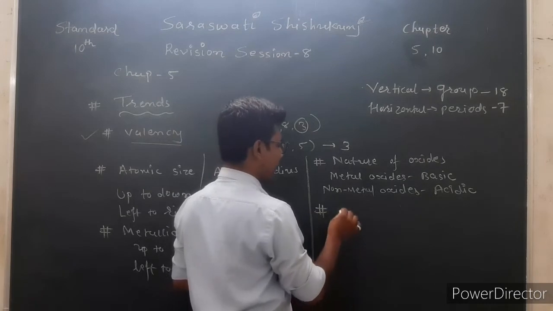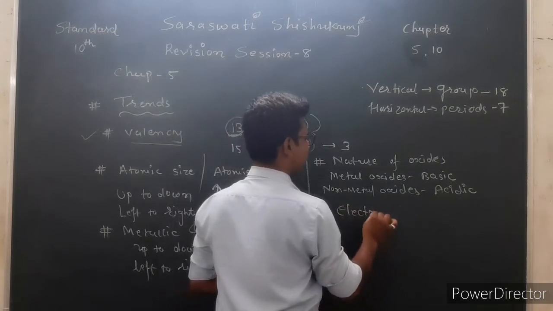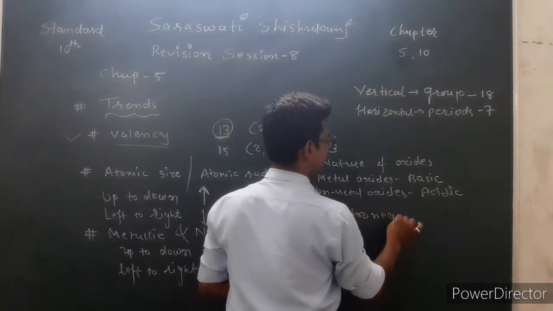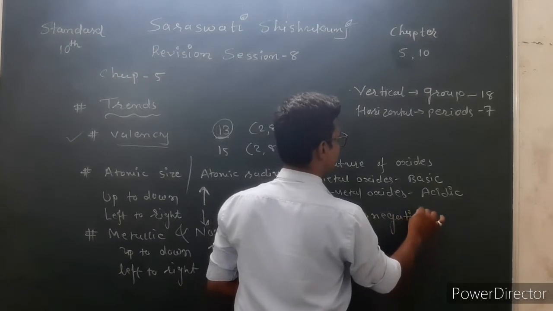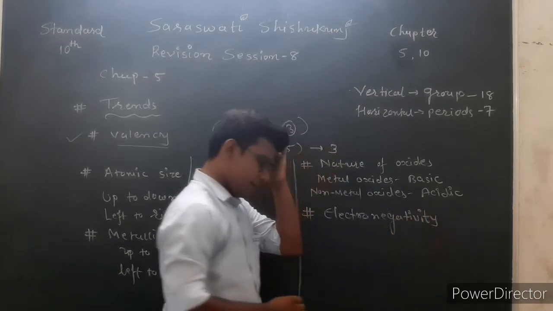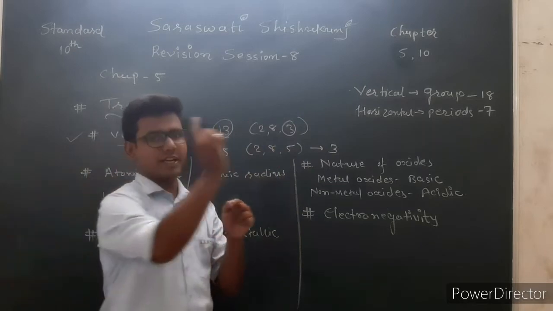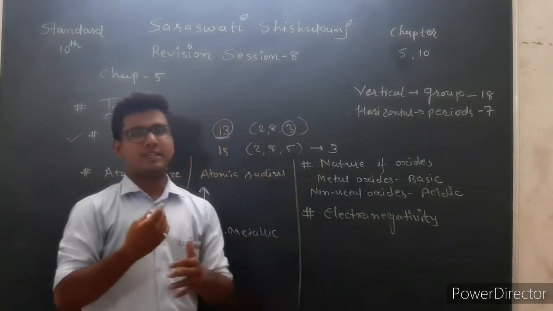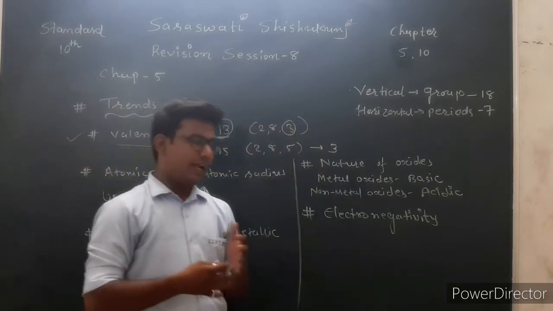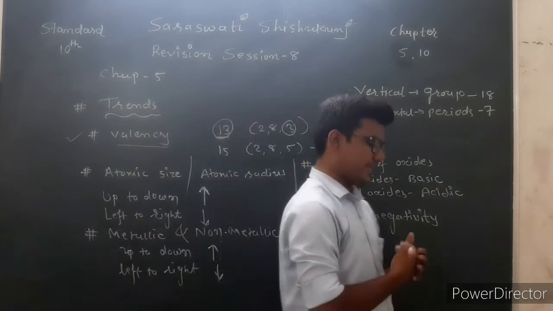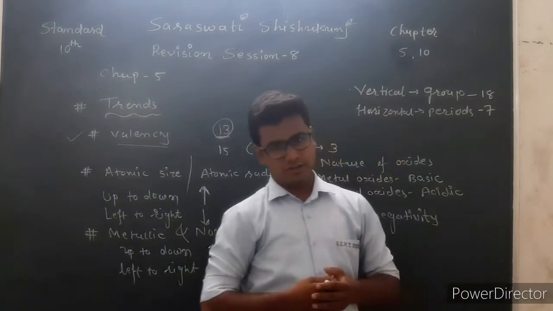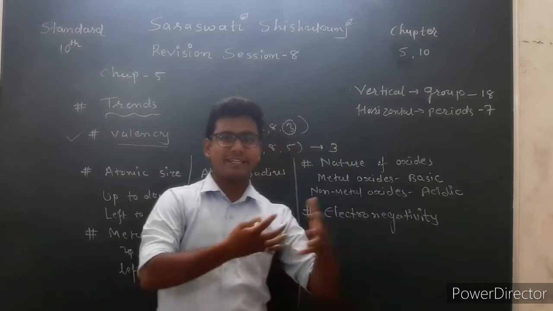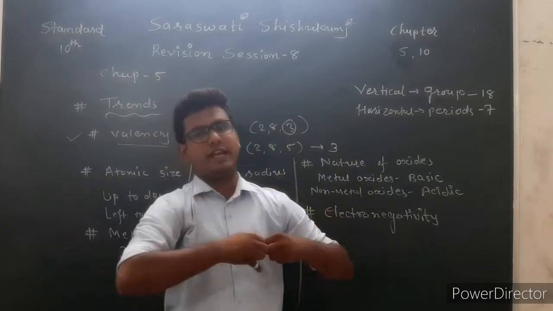And the last one, that is electronegativity. Now what happens to electronegativity when we move from left side to right side? Now what is electronegativity? Electronegativity means the tendency, the nature to gain electron.